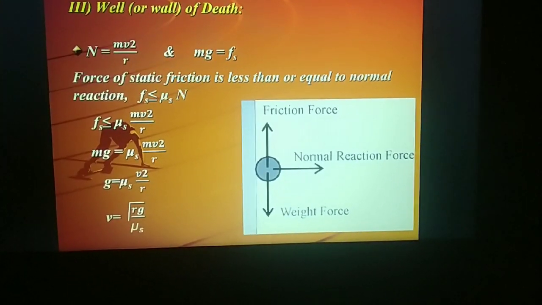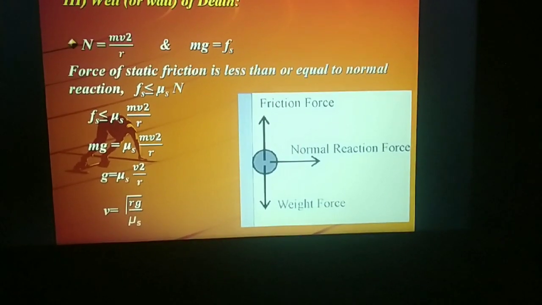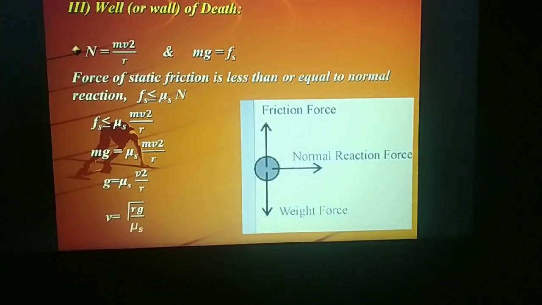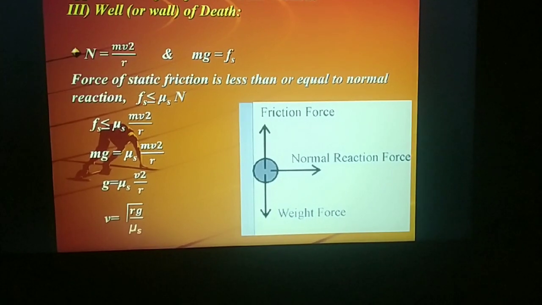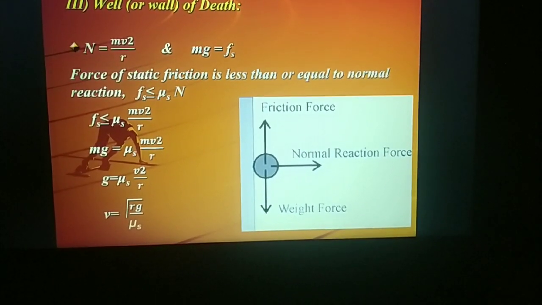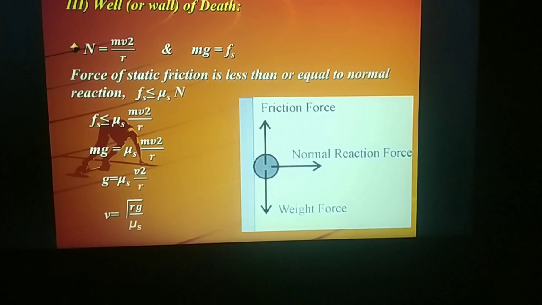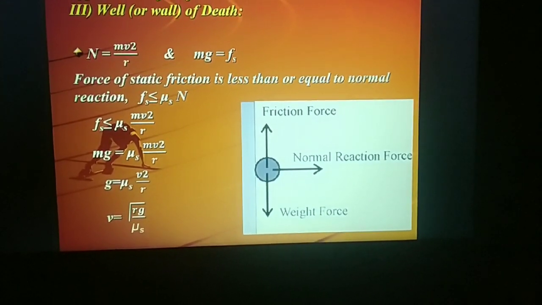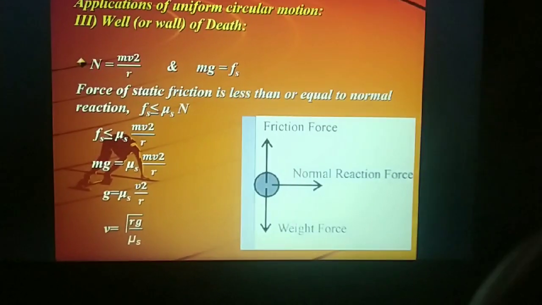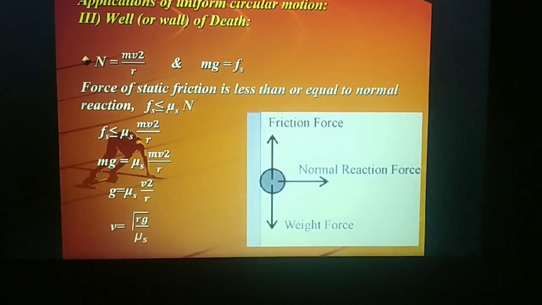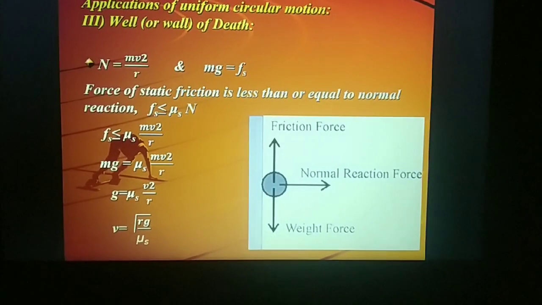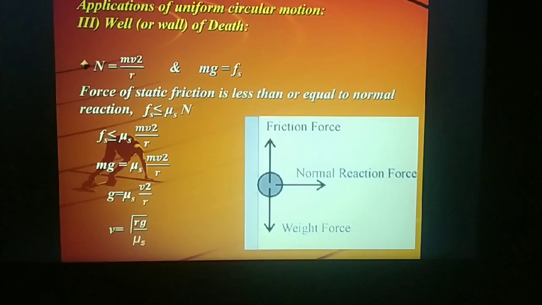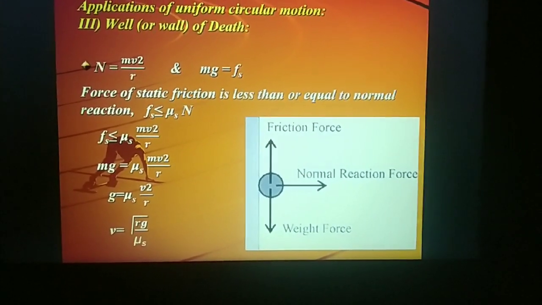Here we are deriving the minimum safe speed with which a vehicle can drive on the horizontal circle. So we write the expression for v: v equals the square root of rg upon mu s. This is the minimum safe velocity with which a vehicle can be safely driven on the horizontal circle.